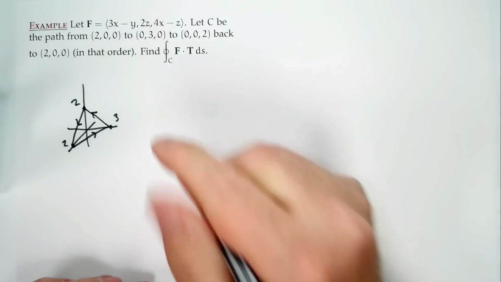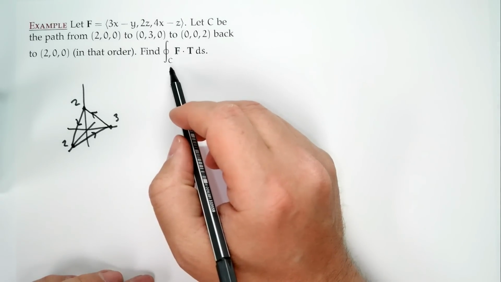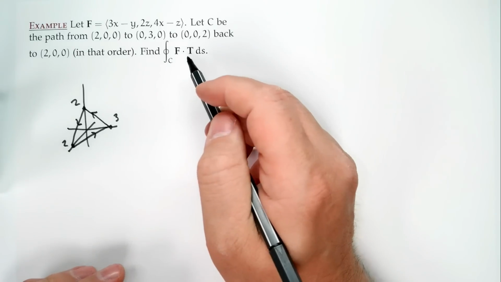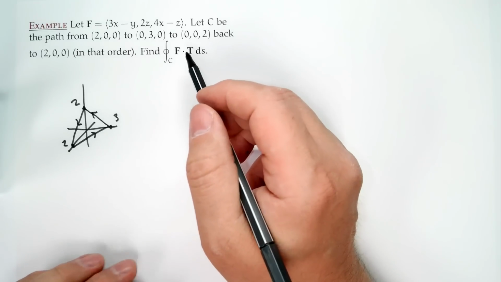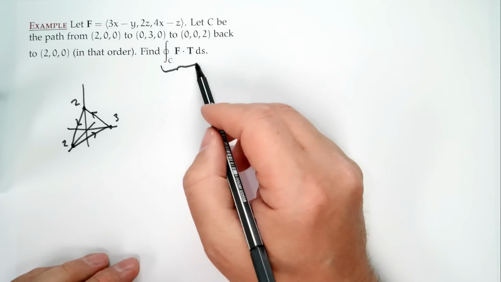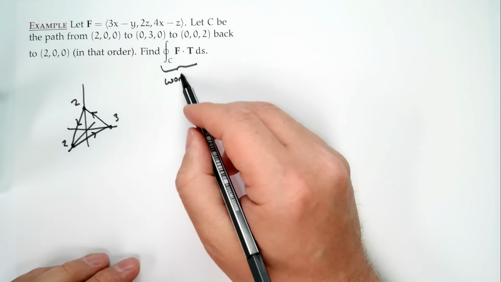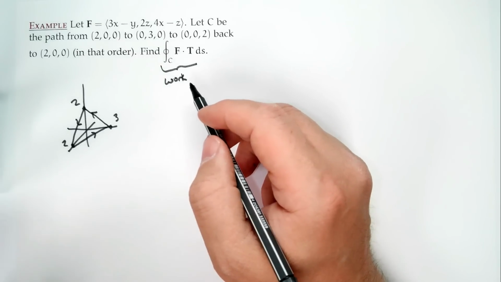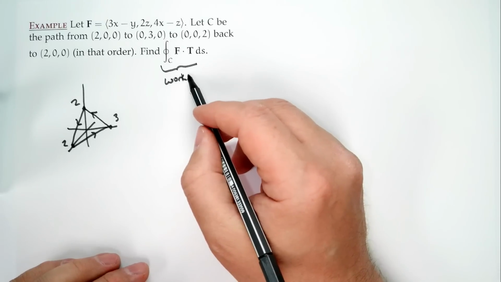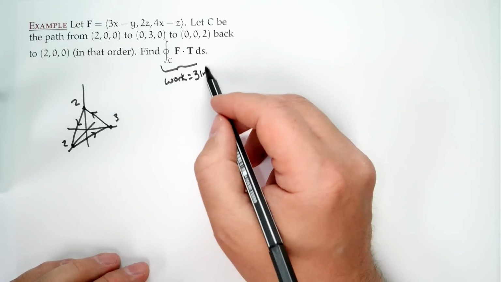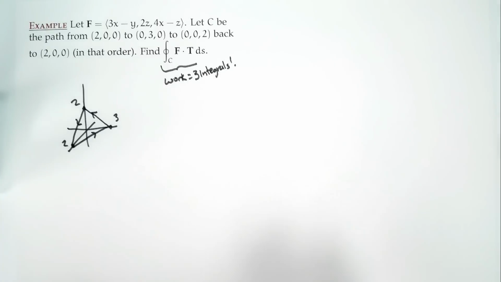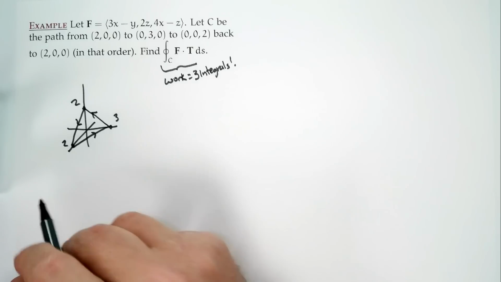Well, we want to find the integral along this curve of F dot T ds. Now, it's not a bad curve, but the problem here is this is going to be work, and then we'd have to do 3 integrals, 1 for each side. Ugh. All right, so we don't want to do that. If we don't have to, we don't want to do that.